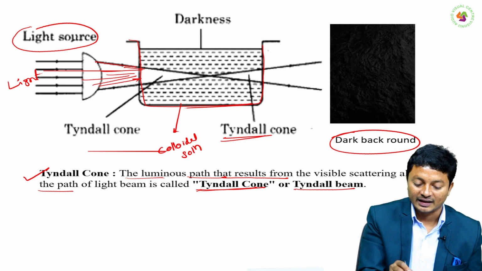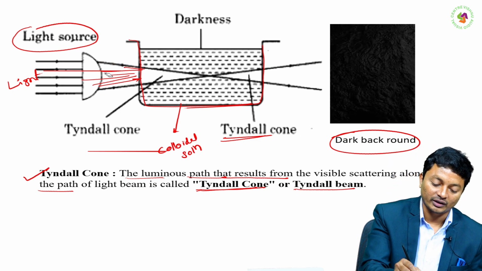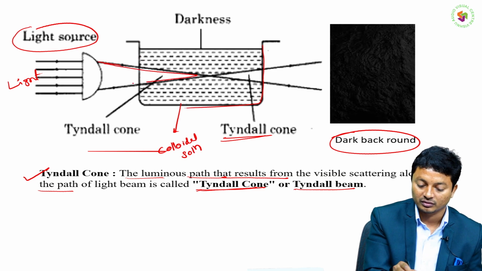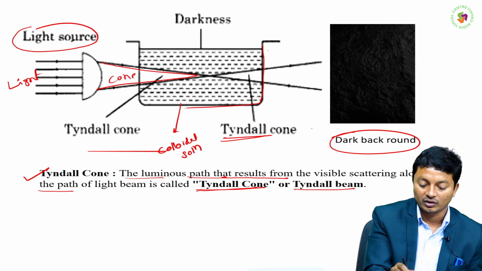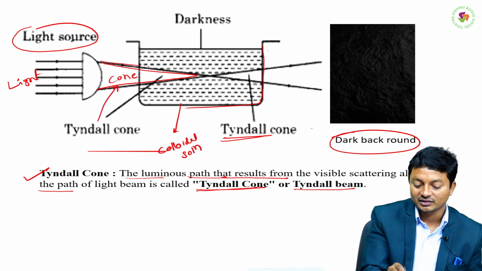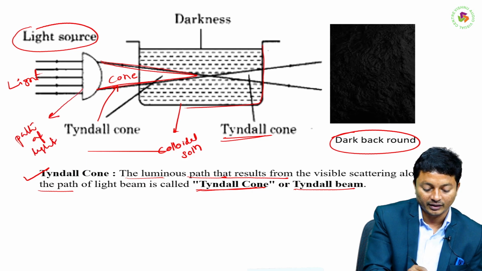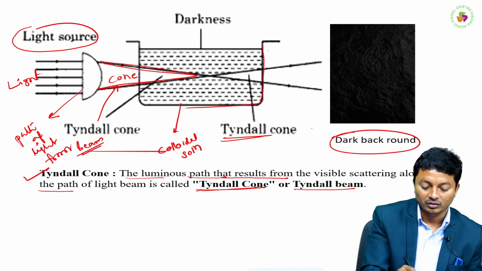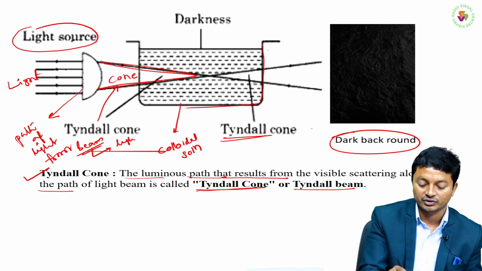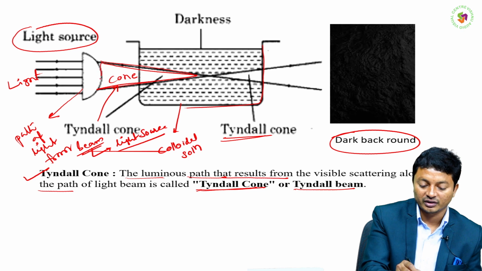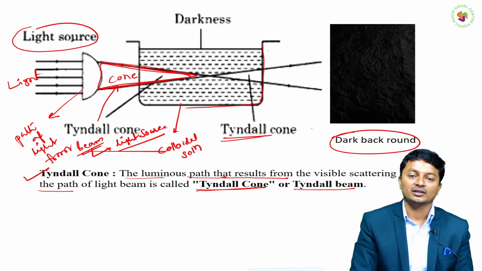So see, in this diagram we can find a cone-like structure here. This portion is known as Tyndall's cone. This indicates the path of light from the beam, also known as the light source. This portion is known as Tyndall's cone.